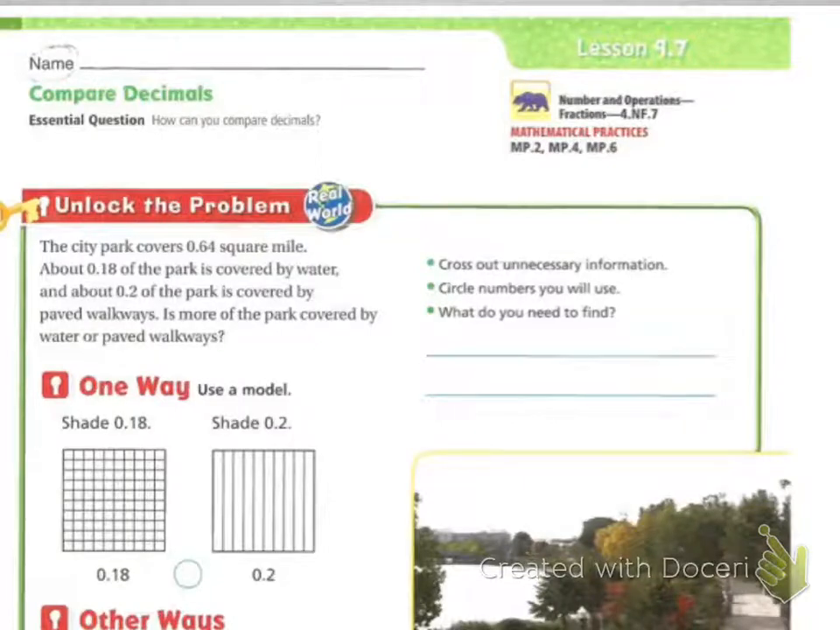Okay guys, for Tuesday's math we're doing lesson 9.7, comparing decimals. Please make sure you first write your name at the top. That way when you turn in this paper in a couple weeks, I can give you credit for doing it.